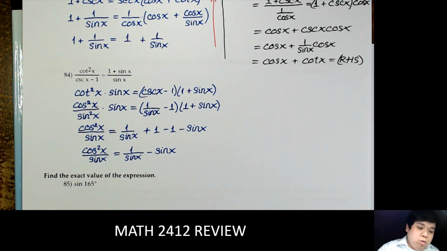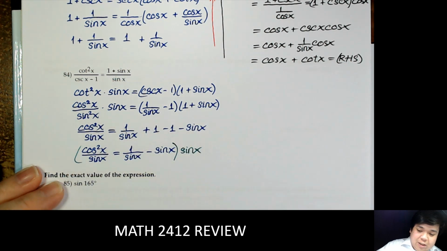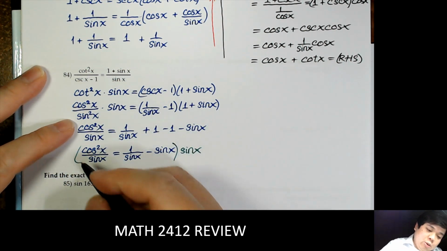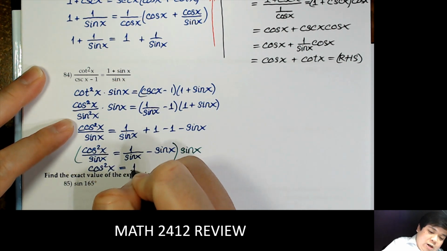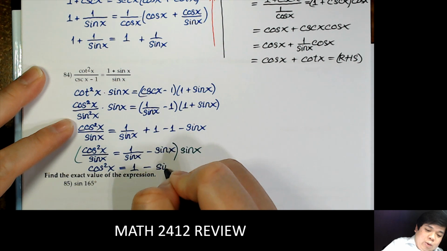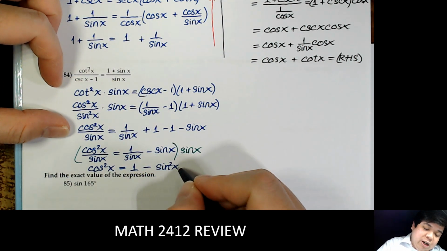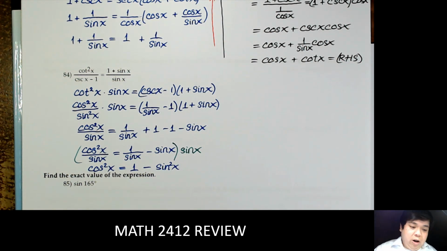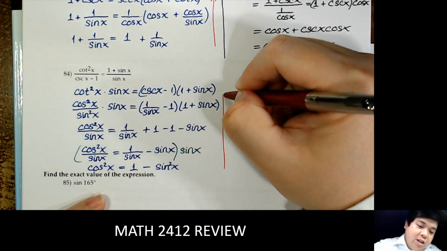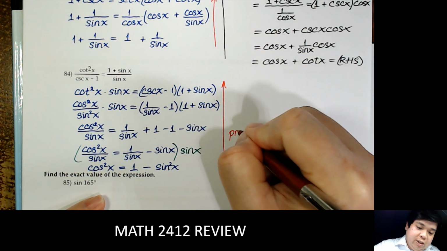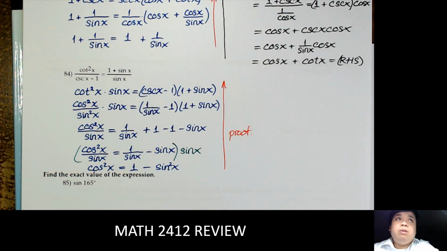Now here we just multiply both sides by sine x, and so we cancel, we have cosine square equal to 1 minus sine square. And we know this is true because that is the Pythagorean theorem. We can move to one side and we have cosine square plus sine square equal to 1. Again, this is not a proof, but if we write this in reverse, it will be a proof. I'm not going to do that, but if we write that in reverse, that will be a proof.